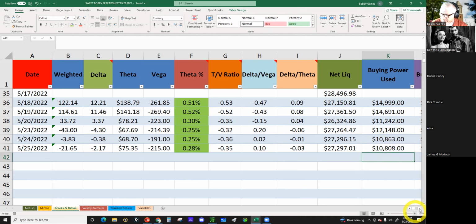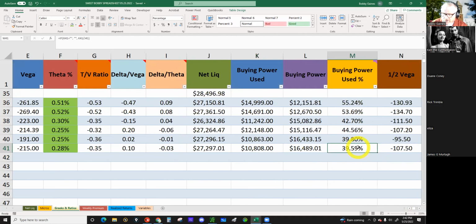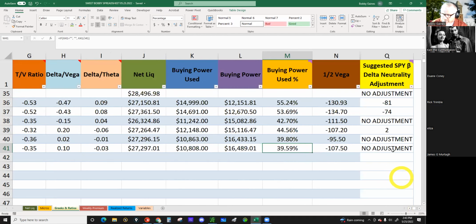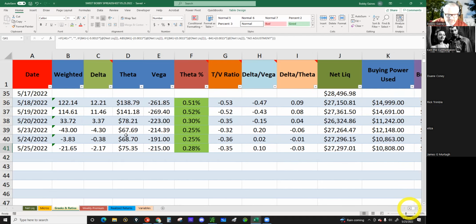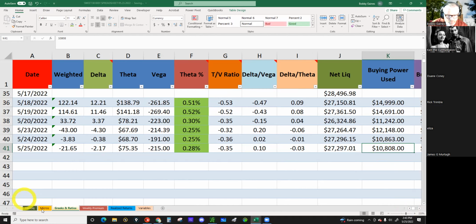So let's see, we should be no more than 35% and we're 39%. So we're close, right? We're close. So no adjustment. The only adjustment we might need to do is close an extra trade or two because our theta is just fine. Everything's fine. Let's see which ones we can close again.